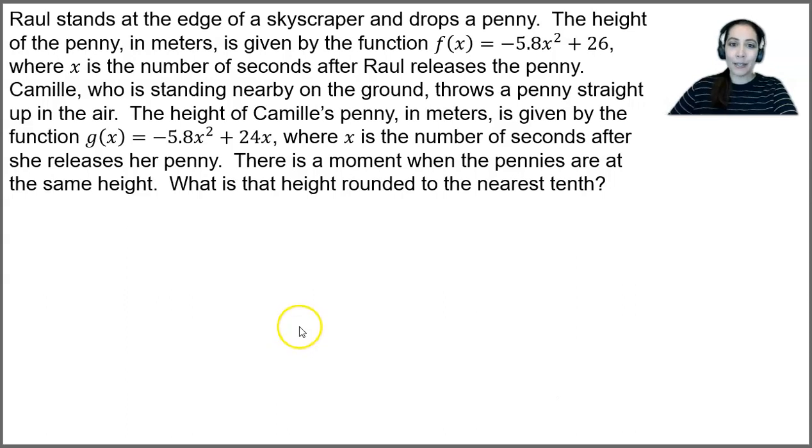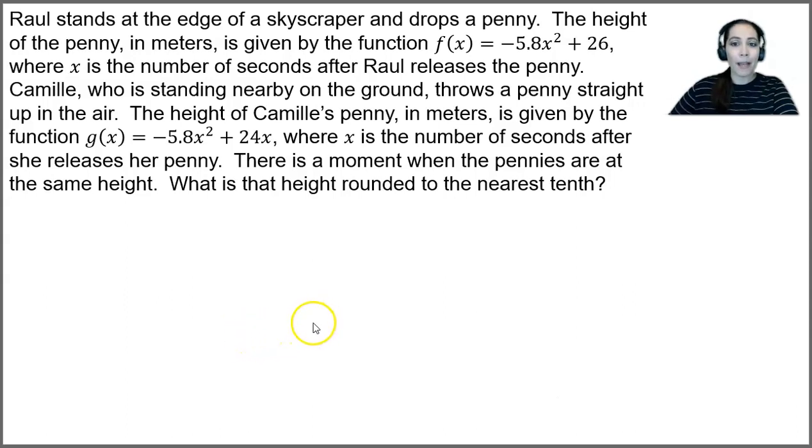Camille, who is standing nearby on the ground, throws a penny straight up in the air. The height of Camille's penny in meters is given by the function g of x equals negative 5.8 x squared plus 24x, where x is the number of seconds after she releases her penny.